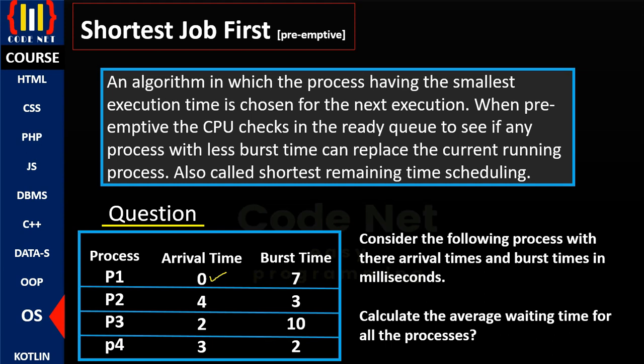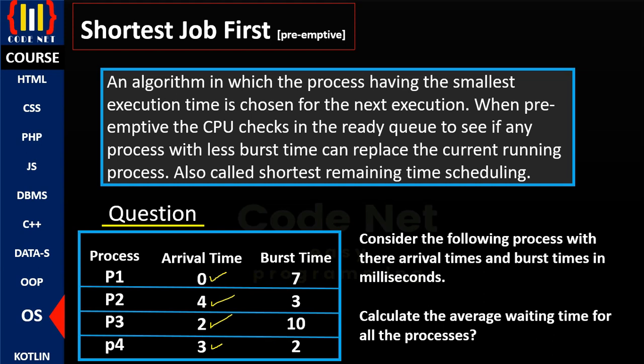It arrived at 0. And then we have process 2, which arrived at the time when the CPU was already executing, at the time the CPU had executed for 4 milliseconds. And then we also have process 3, which arrived by the time the CPU had executed for 2 milliseconds. And then we have process 4, which arrived by the time the CPU had already executed for 3 milliseconds.